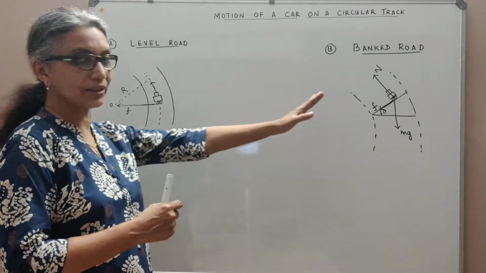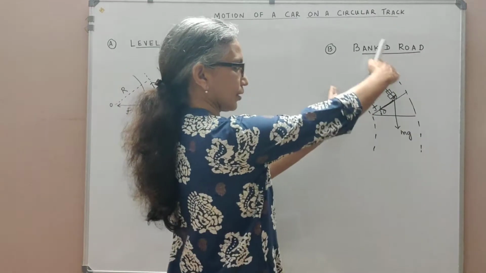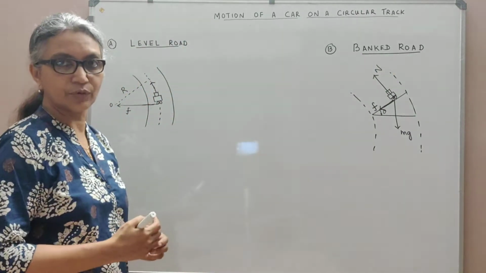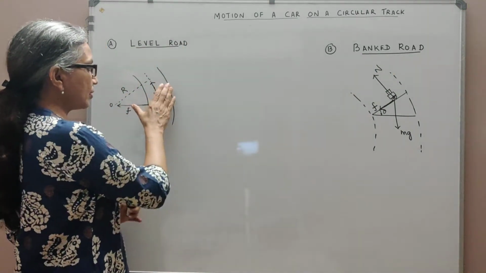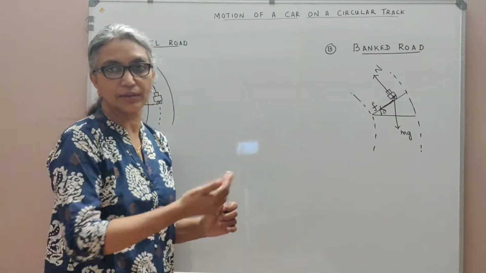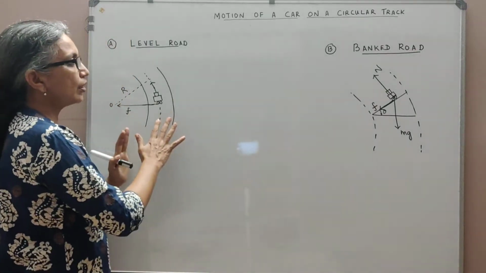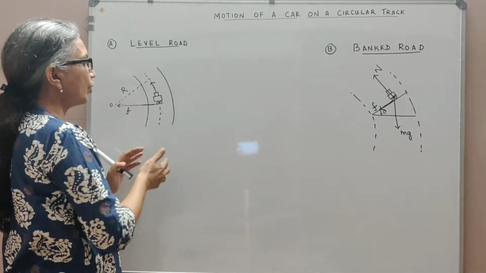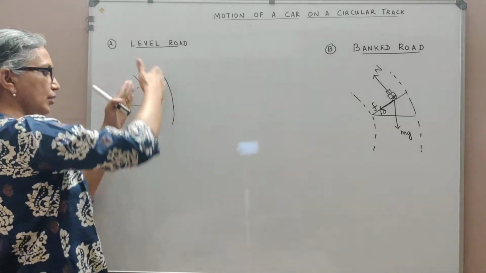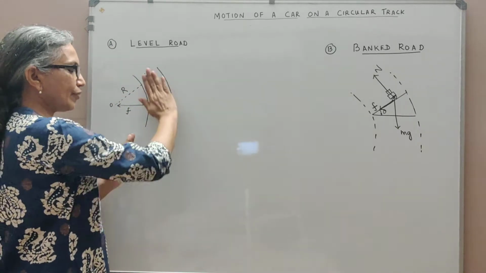And here we have two cases where both of them you will see are circular tracks in which a car is moving. The difference is that this is a level road and this is a banked road. What is a banked road? I'll explain when we reach that topic. So we'll first take the case of a car moving on a circular track. This is a circular track of radius r, but this is a level road.